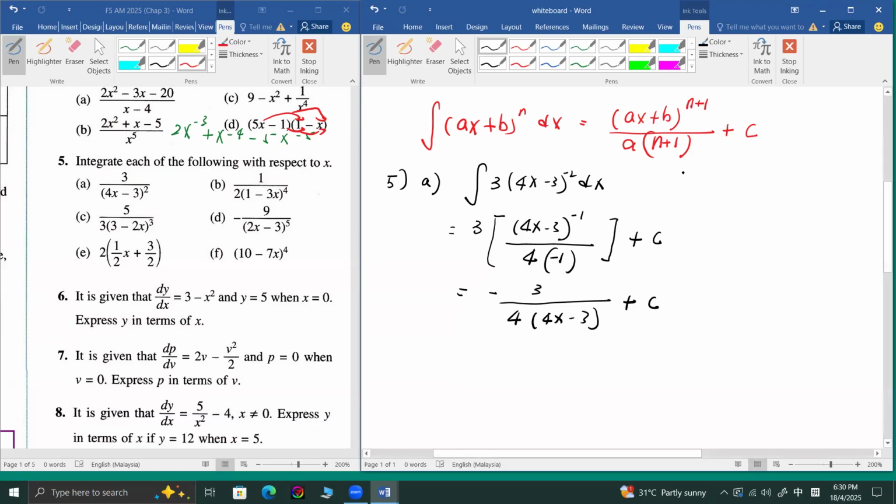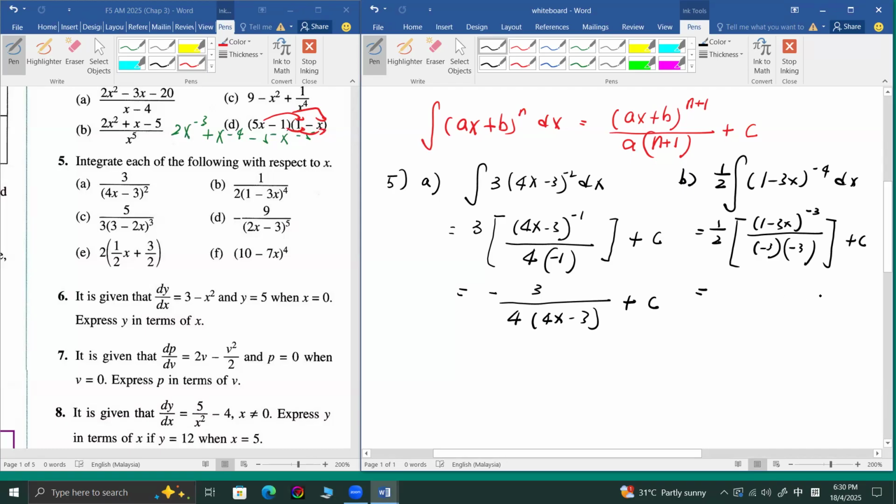One more, look at it, B. Just now I said the 1 per 2, right? I can take it out, 1 per 2. The 1, I show inside, and I take it out. So you have a bracket of 1 minus 3x to the negative 4. See the negative 4, shift it up. Just copy the 1 over 2, then the bracket. Negative 4 plus 1, negative 3. So down there also negative 3, and beside the x here is negative 3 also. Then plus c.